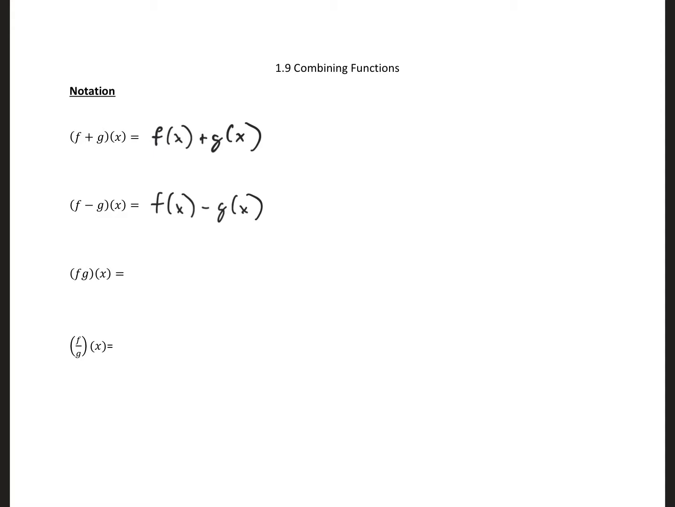fg of x will also sometimes be written as f dot g, so f times g of x. That's just saying to do f of x times g of x, to multiply them together. And lastly, if you see f over g of x, this is saying to take the f of x function and divide it by g of x. So all of those are just notation saying write a new function using that operation.